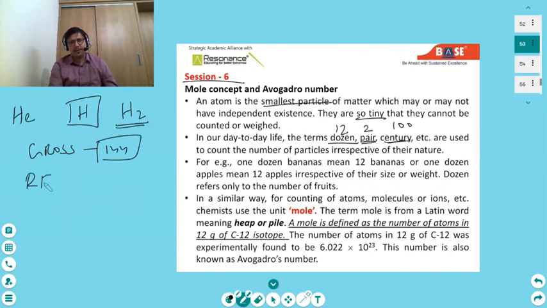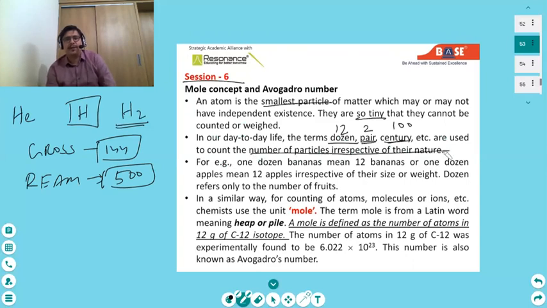If I tell ream, ream is also a quantity. So ream is nothing but 500. So they are technical terms which are present here, like dozen, pair, century. They are used to count the number of particles irrespective of nature. For example, if I tell 1 dozen banana means 12 banana. Now banana can be the big one or the small one, irrespective of that. I can tell 1 dozen of mango, 1 dozen of papaya. So their size is different, their properties are different, but the number is same.